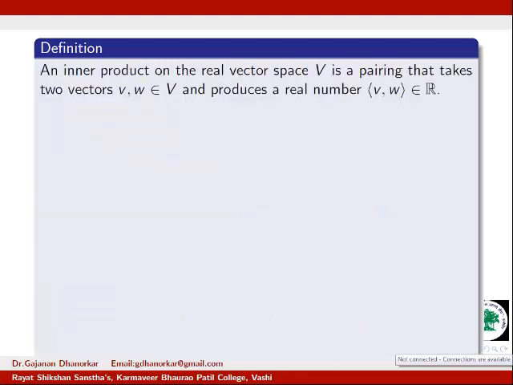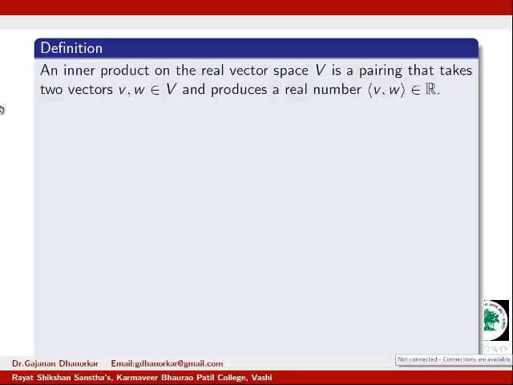Now here we will define inner product space. An inner product on a real vector space V is a pairing that takes two vectors, suppose we take V and W, these two vectors from the vector space V, and produces a real number. Now remember this is a dot product, and a dot product is always a scalar, and all these scalars are from the set R, therefore this is a real number. Inner product is a real number because we are taking this as a real vector space.